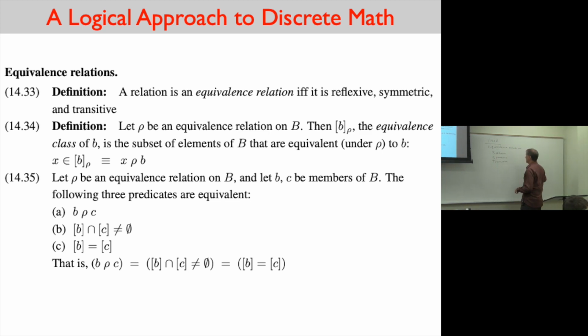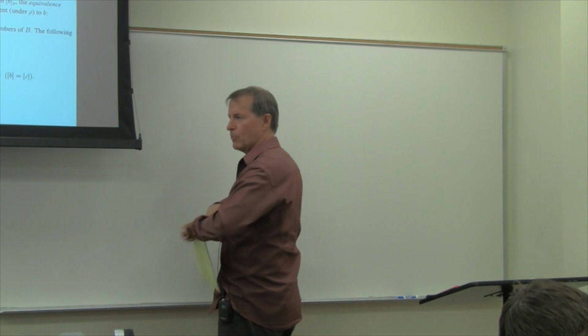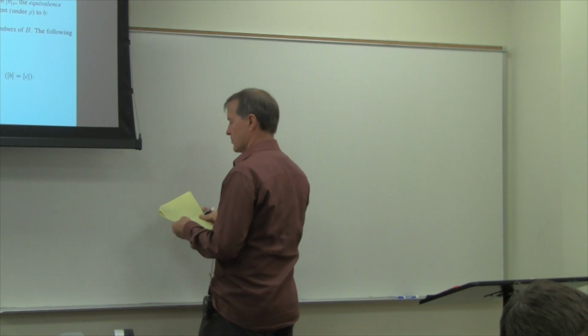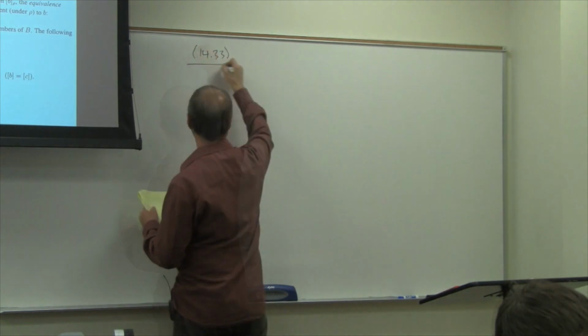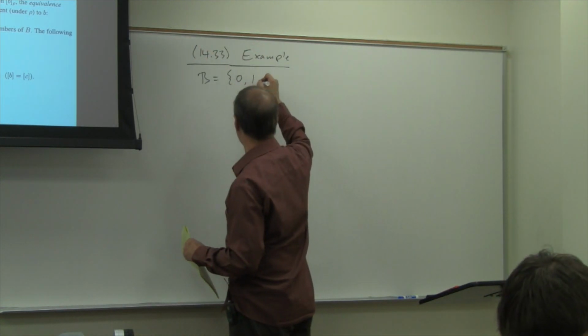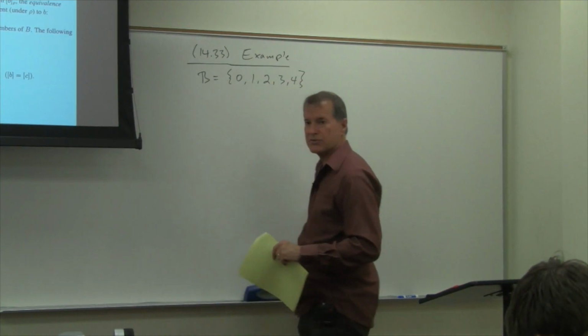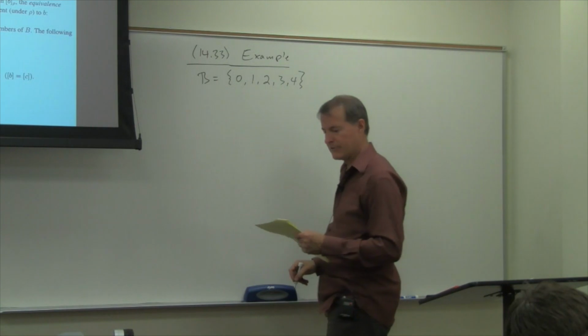All right. So we need an example here, and I'm just going to make up one. Okay. So 14.33 example. B is going to be the set 0, 1, 2, 3, 4. We could just as easily use letters here, but, you know, whatever.